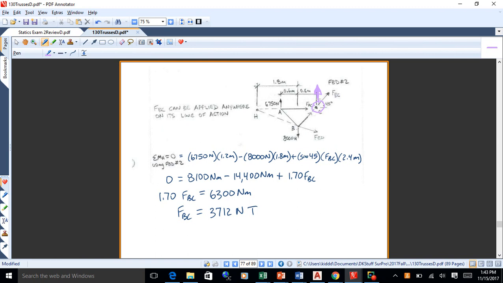That's on this line of action. So when I'm doing moments, I can put it there if I like. Okay. All right. And that gets me 3712 again. All right. So we're good with that? Okay. How about the next page?